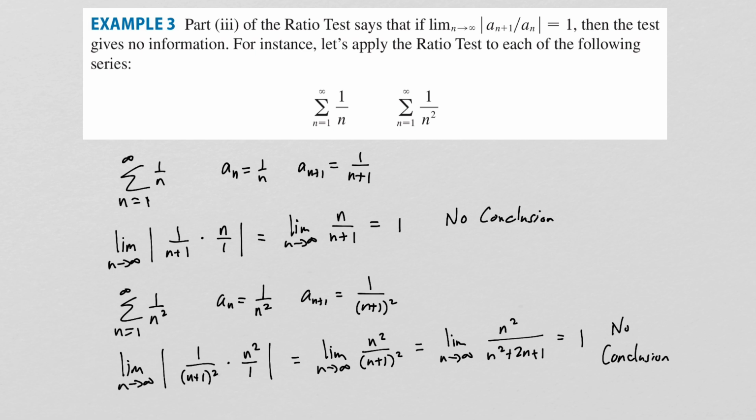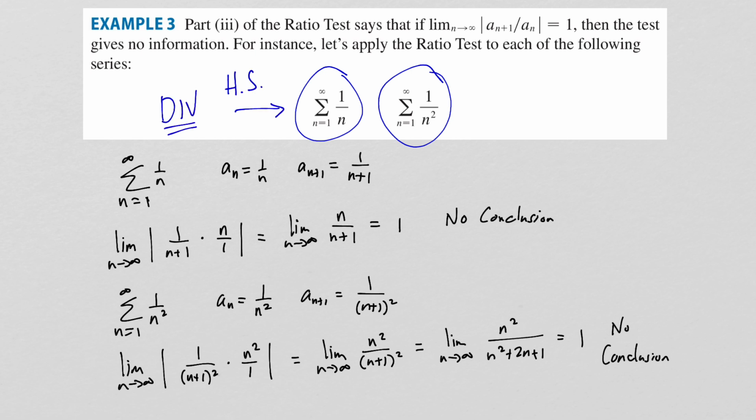So what I'm trying to show you here is that the ratio test won't always work for every series. In fact, it doesn't work for these two series, and these are really basic series. So the emphasis here is that you still need all of the other tests that we learned. So for example, we know that this series is divergent because it's the harmonic series. And we know that this series is convergent because it's a p series with p equals 2, which is bigger than 1. So don't forget your other tests for convergence.